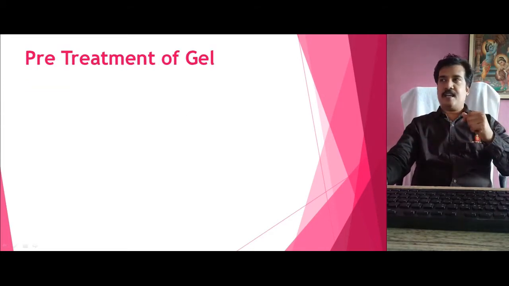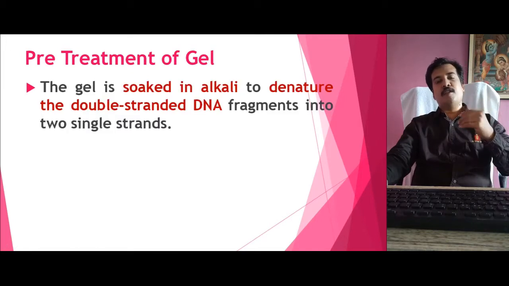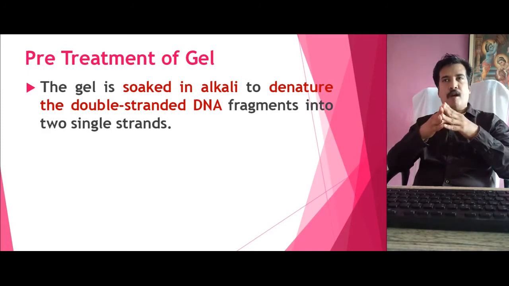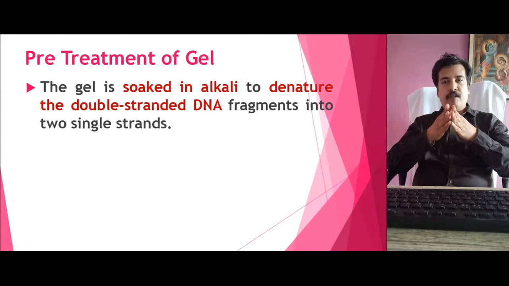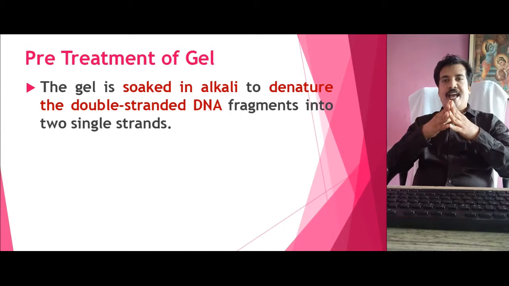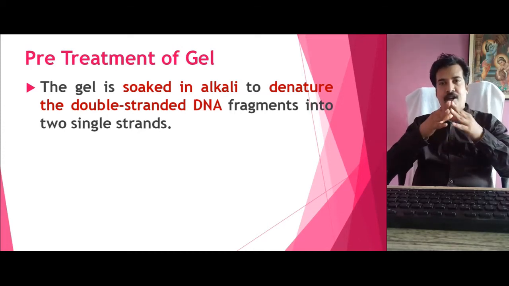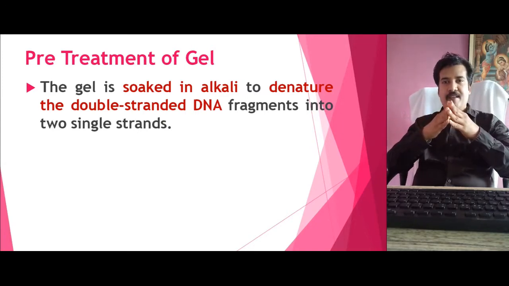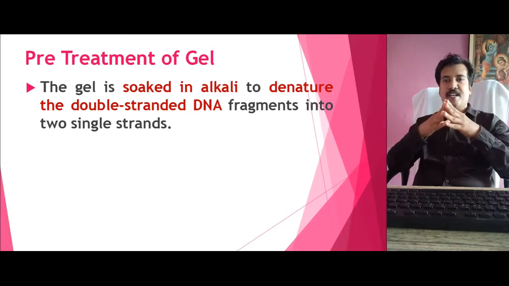The next step is the pre-treatment of the gel. The purpose of the pre-treatment of the gel is that the DNA exists in double-stranded form, and our objective is to break this double-stranded DNA into single-stranded DNA. How we can do this is by soaking the gel in an alkali. This alkali breaks the hydrogen bonds between the complementary base pairs, thereby converting the double-stranded DNA into two single-stranded DNA.